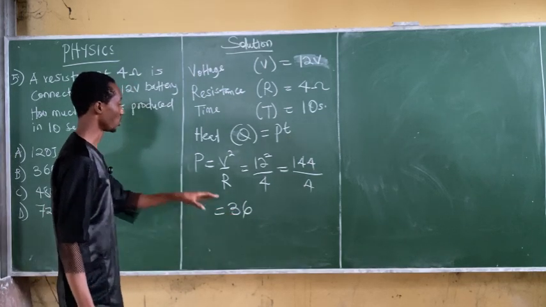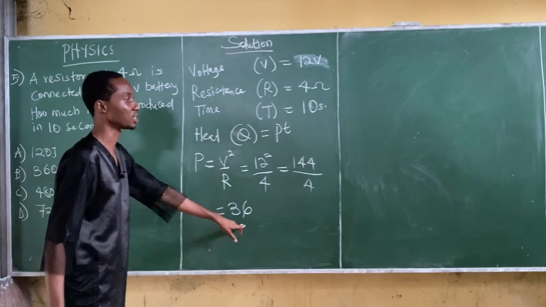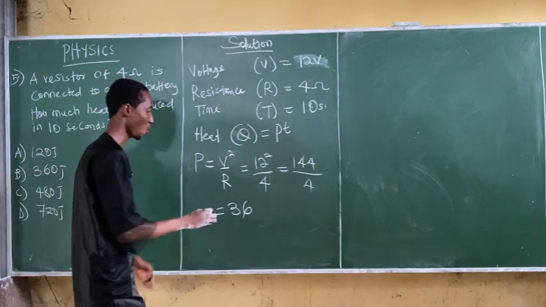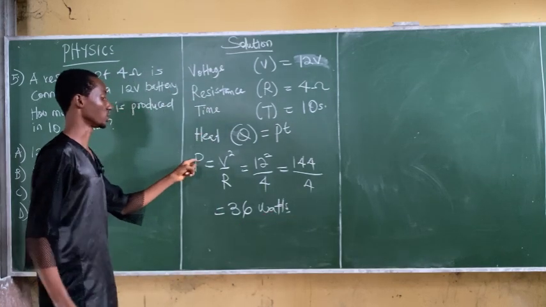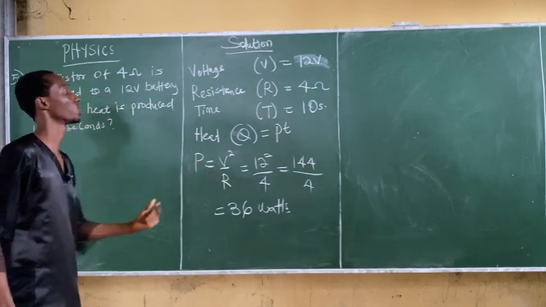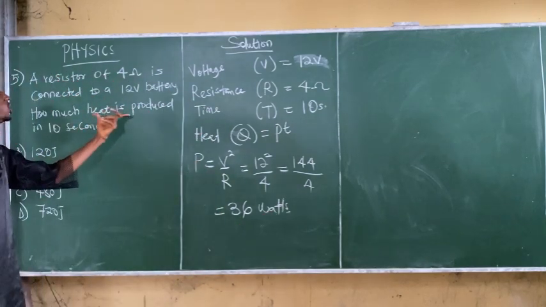Now we have gotten the power to be 36. And power, don't forget, is measured in watts. So we have the power to be 36 watts. But we are not asked to look for power in this question. They say we should find the heat produced.